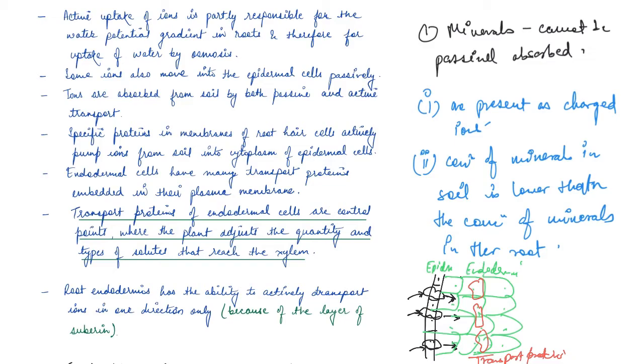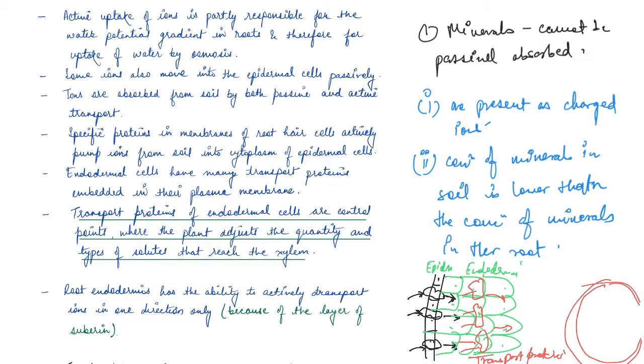So basically, inside you have the xylem, right? Now they do not allow all of these to move inside. They choose, they pick, and they allow some. Okay, so these transport proteins are basically control points, and these points are adjusted depending upon the quantity which is required and the type of solute which has to pass on, right? So you'll have to remember the concept of transport proteins, right?